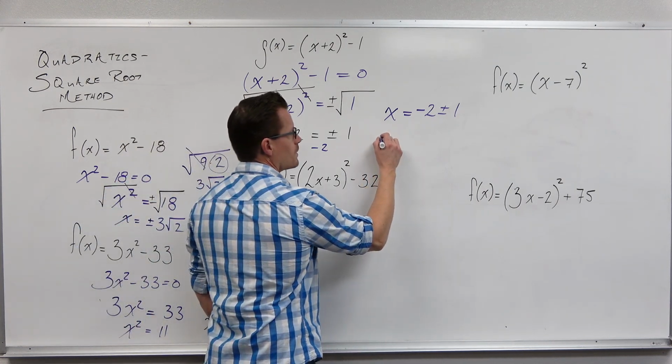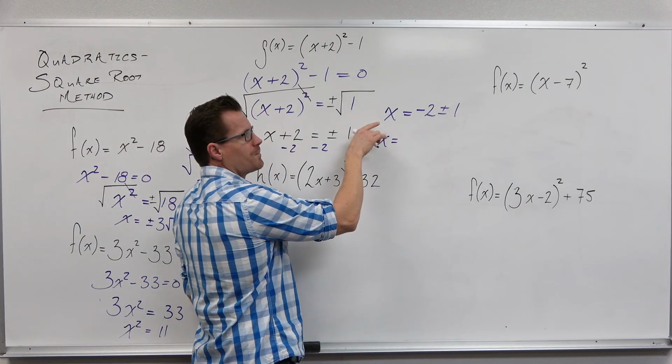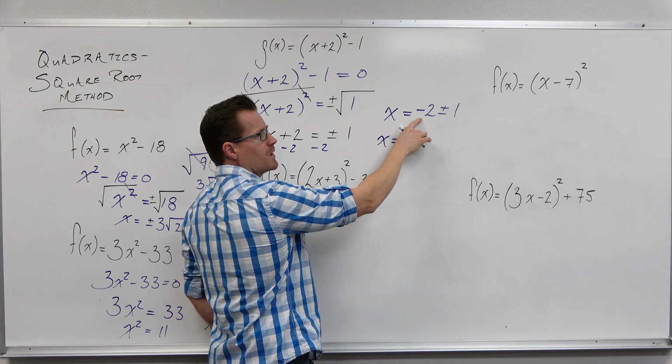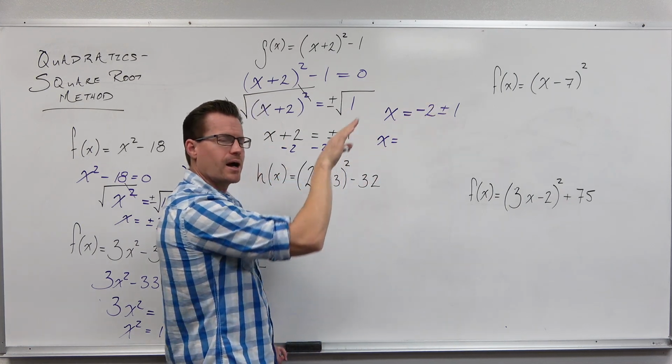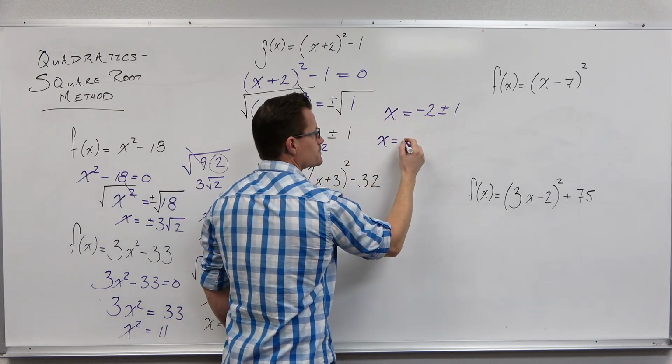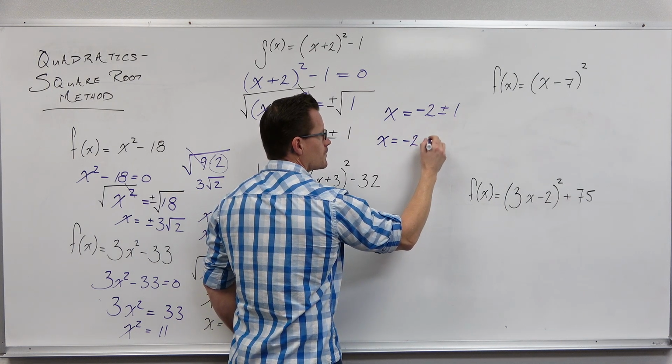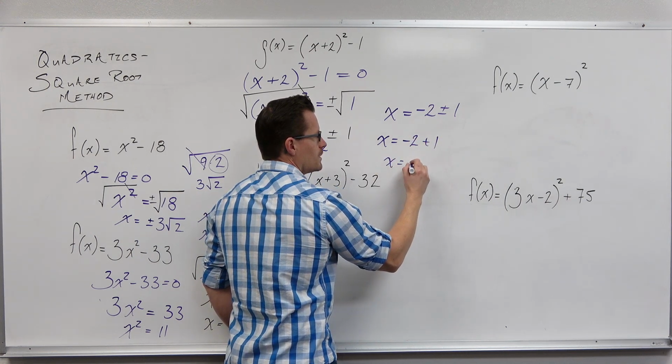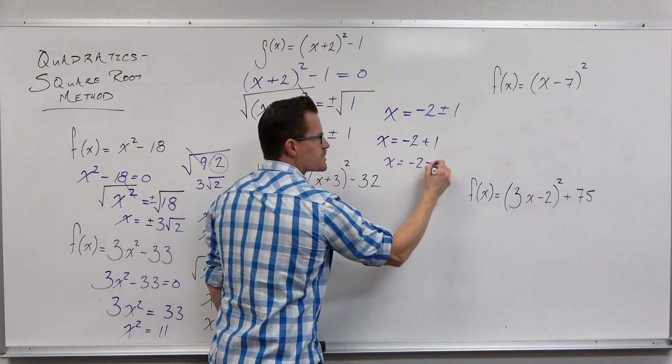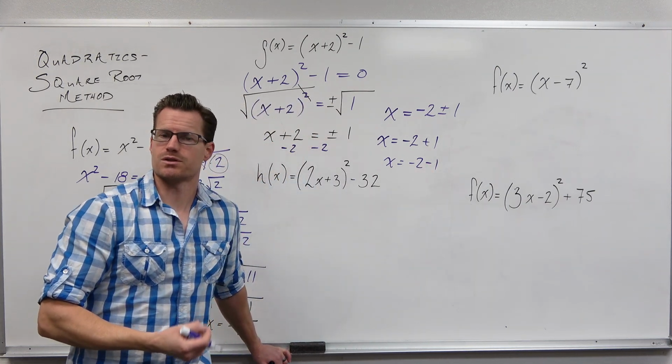Well, if we go and take our constant negative 2 and we add 1, so kind of the high road, negative 2 plus 1, and then take the low road, negative 2 minus 1. That's going to yield both of those solutions for us.